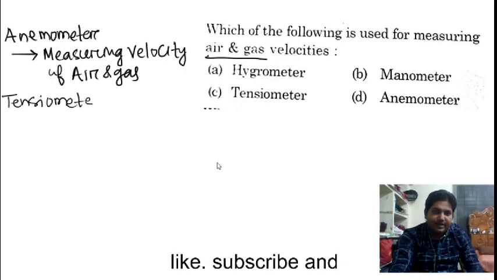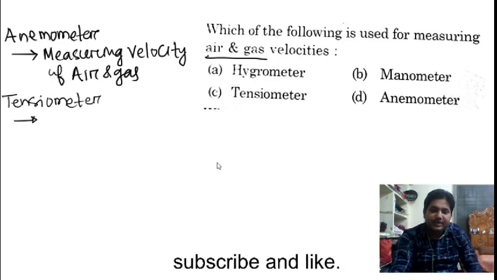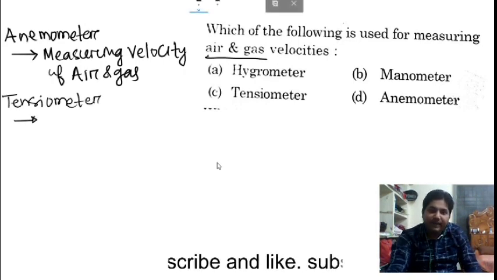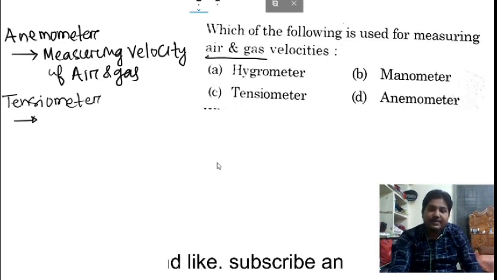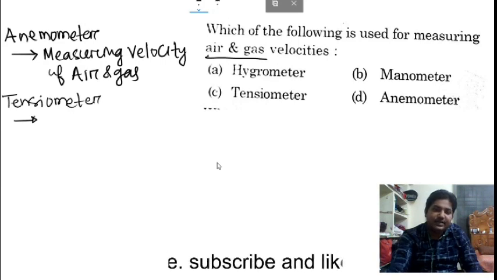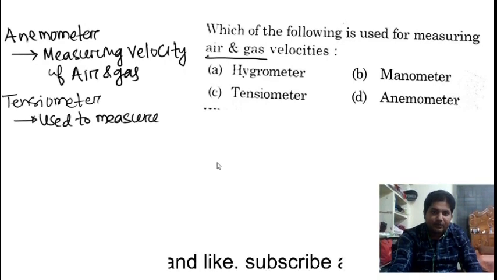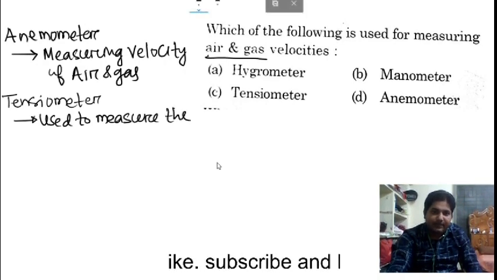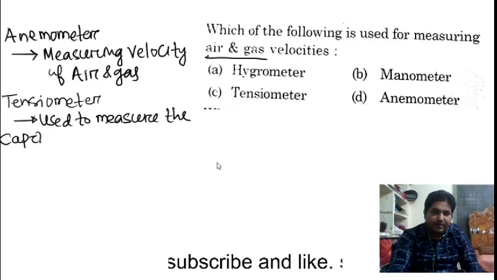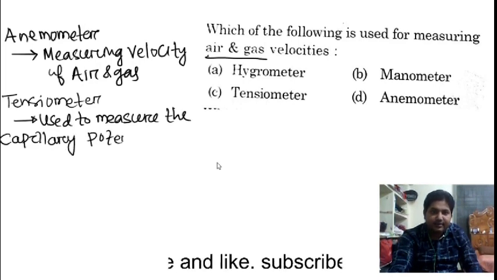The tensiometer is used to find out the capillary potential of the soil, to measure the capillary potential in soil.